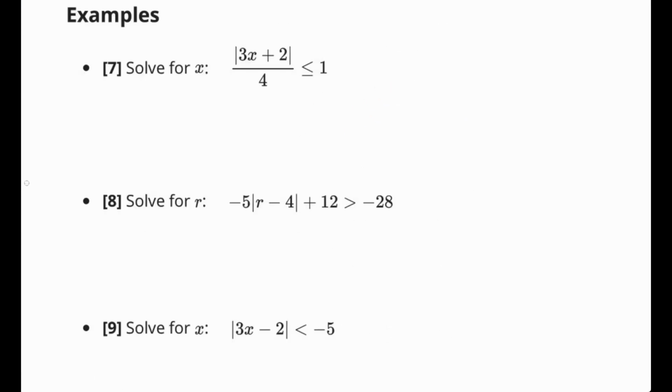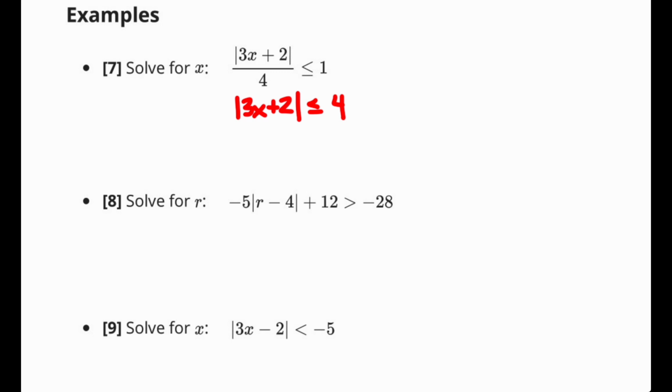All right, for number 7, it looks pretty similar to the problems we were doing before. Hopefully you noticed the little difference here, that there's a less than or equal to sign there. But the same rule applies with the absolute value, we want to isolate that. So I'm going to multiply both sides by 4. So you're going to get 3x plus 2 is less than or equal to 4.